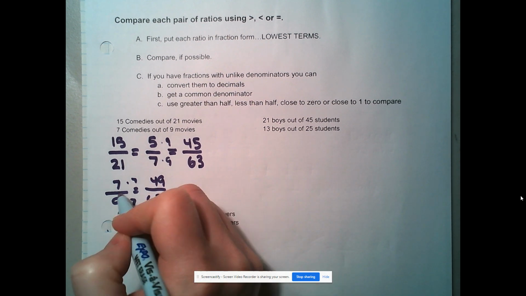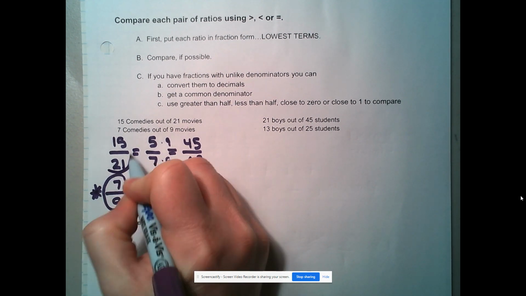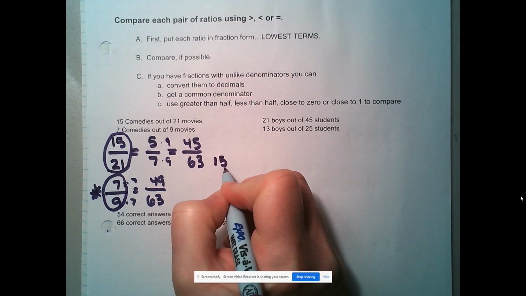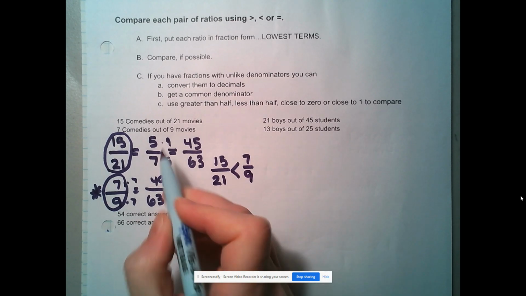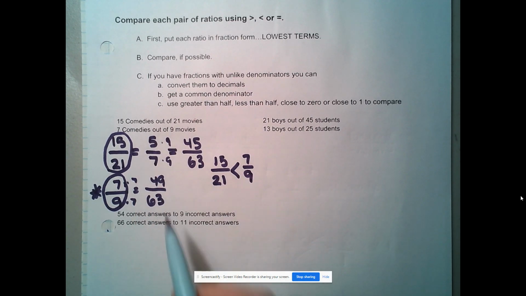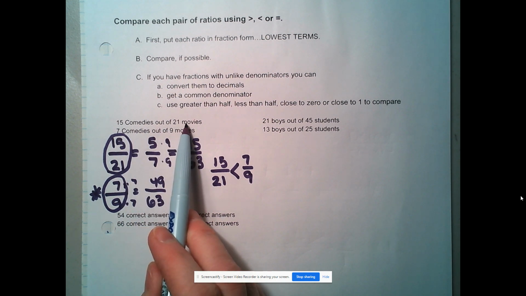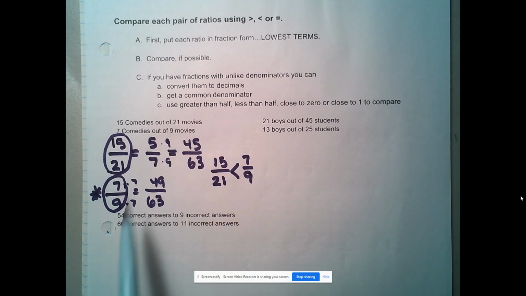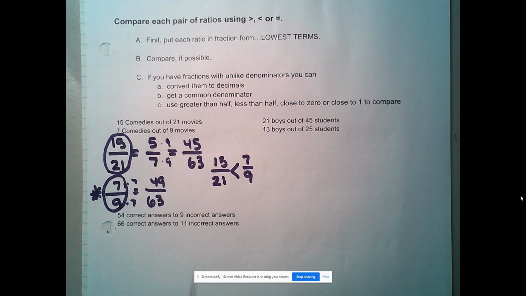So we're going to go back and look at the original fraction. This one was greater than this. So we would say the first one, 15 out of 21, is less than 7 out of 9. Always go back to the original ratios. You never compare the ones that you created, because if this top one was Netflix and the bottom one was Disney Plus, and we wanted to know who was showing more comedies, we would say that the top one, Netflix, is showing fewer comedies than the second one, Disney Plus.